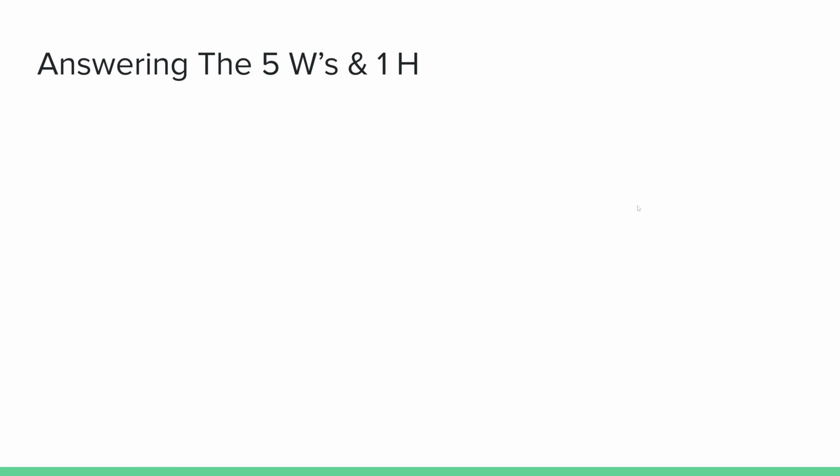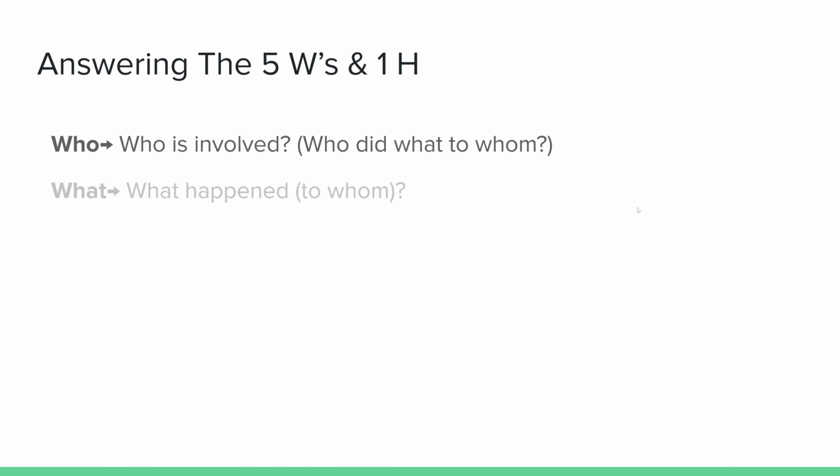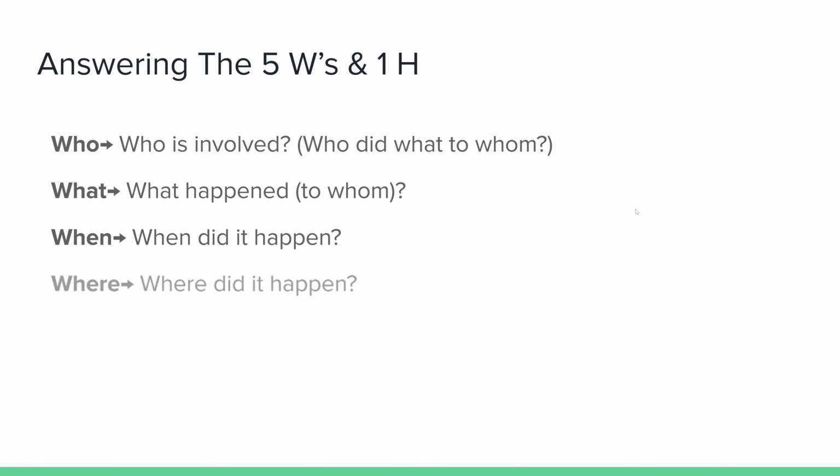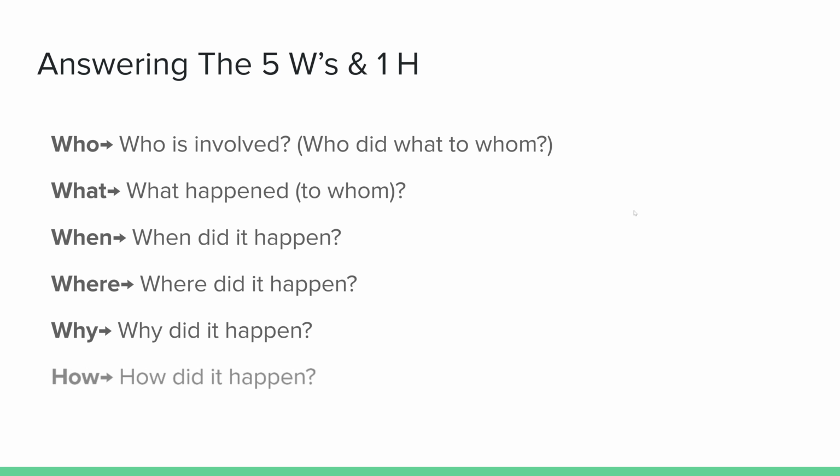Just like with other news writing and other media writing, we want to answer the 5 W's and 1 H here. And as a reminder, those are who, what, when, where, why, and how. So who's involved, what happened, and usually when we talk about what happened, we want to frame that in the sense of the people who were involved. So what happened to whom? When did something happen? Where did it happen? Why did it happen? And how did it happen?